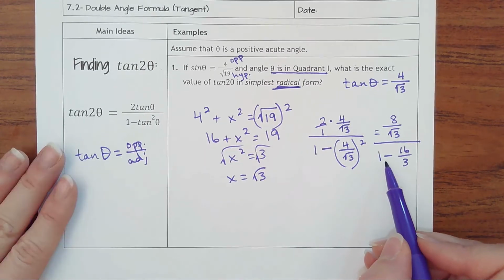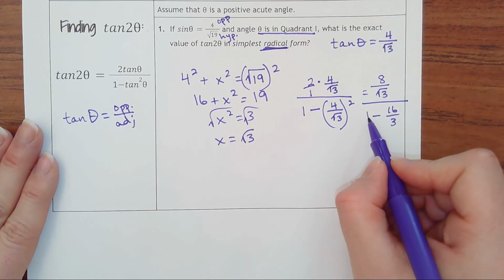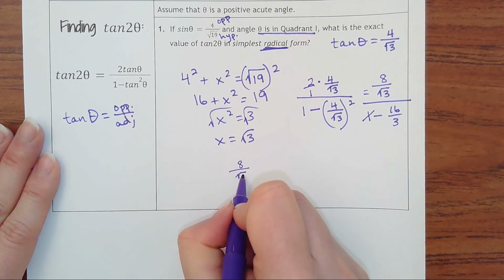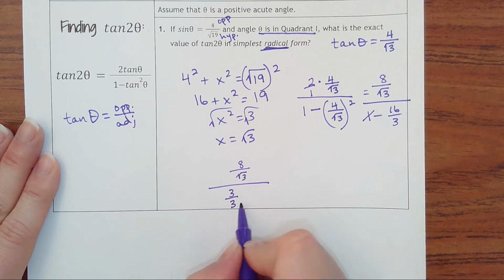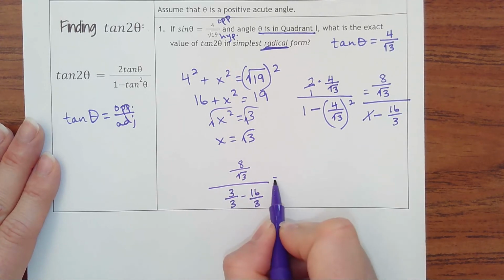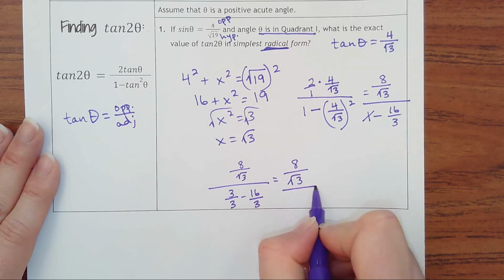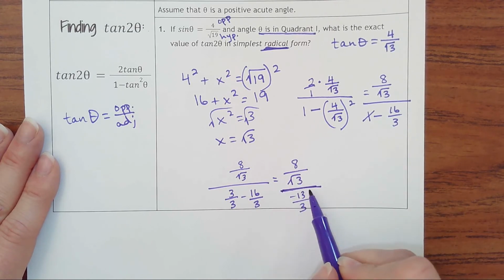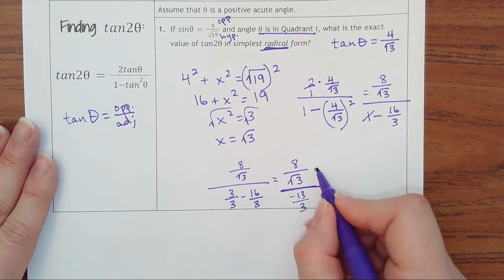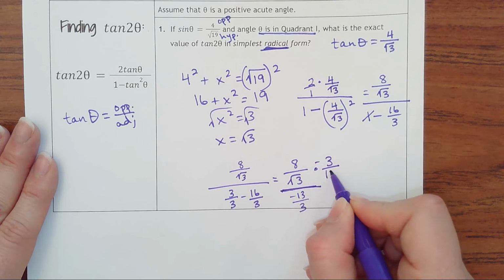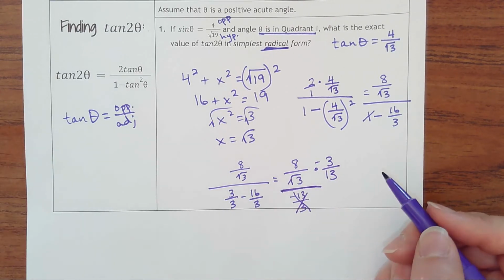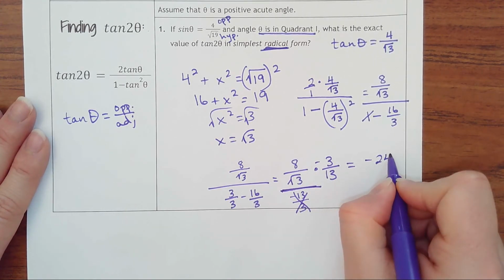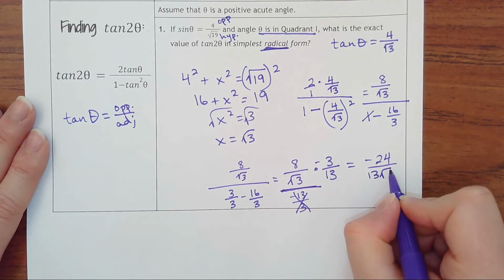Now I want to get a common denominator here. So I need to make one whole. I need to make this be 3/3. So I have 8 over square root of 3 over 3/3 minus 16/3. 3 minus 16 would be negative 13/3, but this is called a complex fraction. I'm going to multiply by the reciprocal, and that'll get rid of that denominator. And I don't see anything I can simplify, so I get negative 24 over 13 square roots of 3.